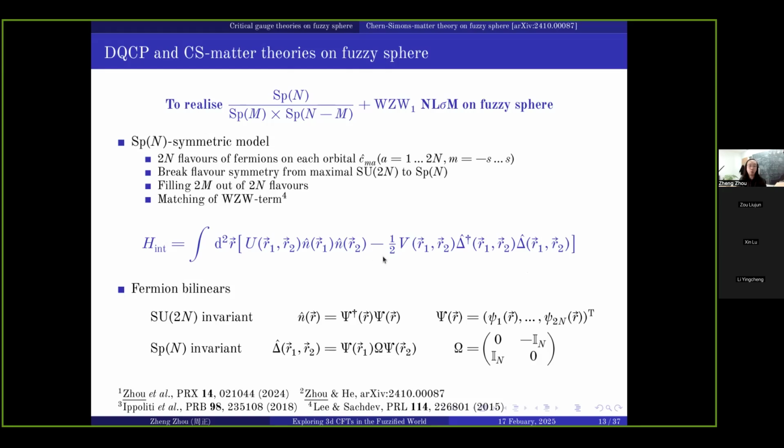Up to a quartic term, is this the most generic Spn symmetric interaction? Yes. I see. You can prove that you can exhaust all the possibilities.